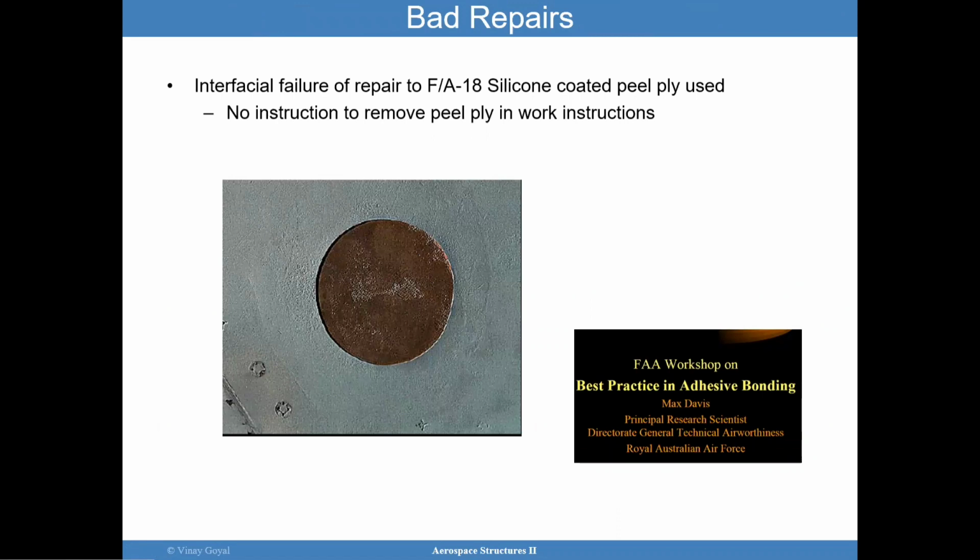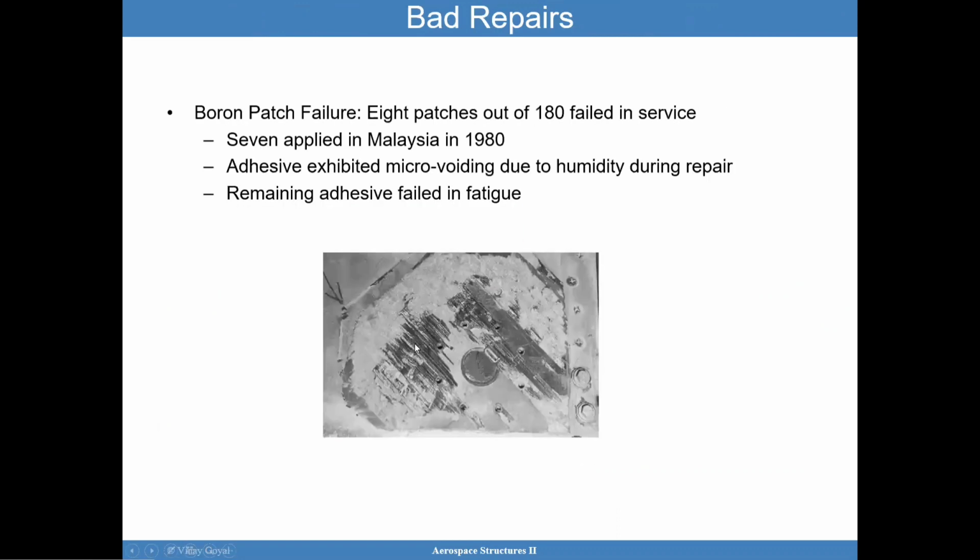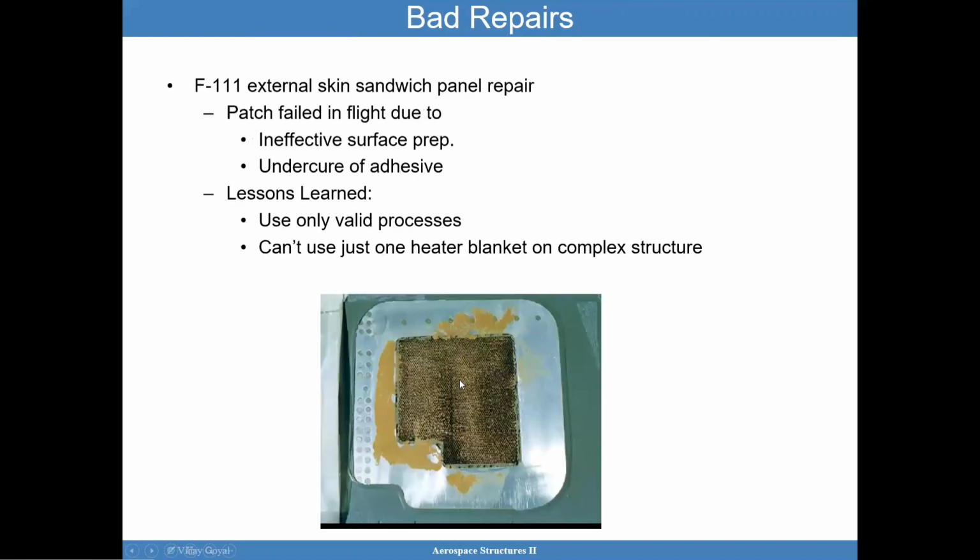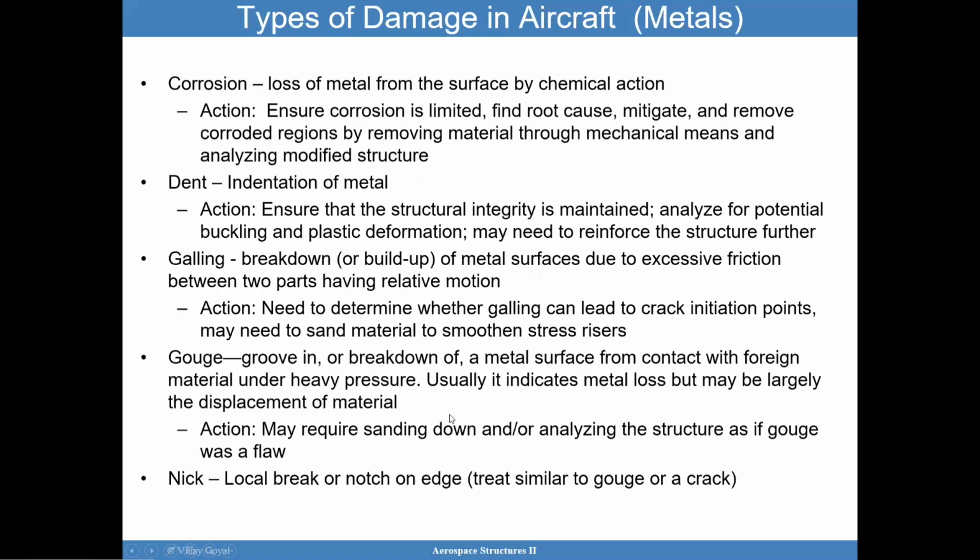Interfacial failures have occurred if you have a bad repair due to leaving a peel ply behind. You can also have failures in this case where humidity was entrapped in the repair process. You also have ineffective surface prep or undercure of the composite, creating a failed patch repair. And there are types of damages.